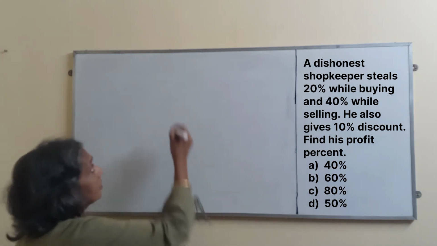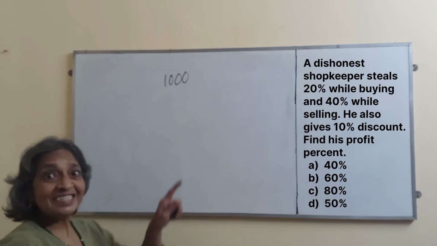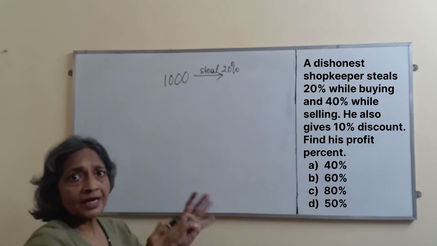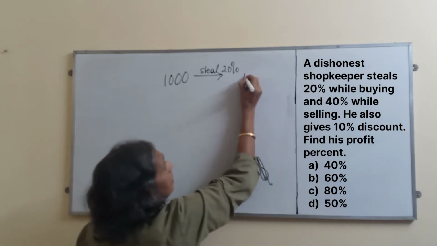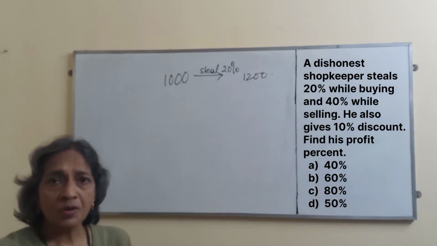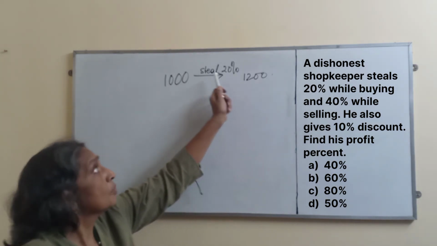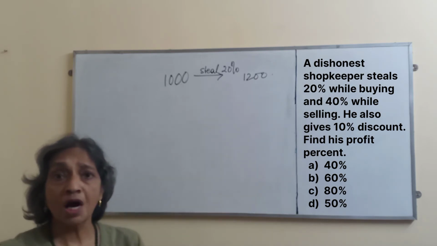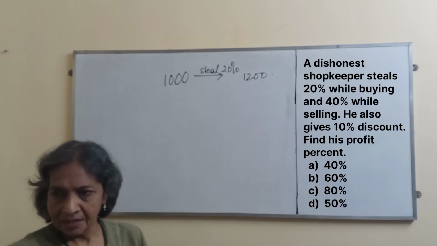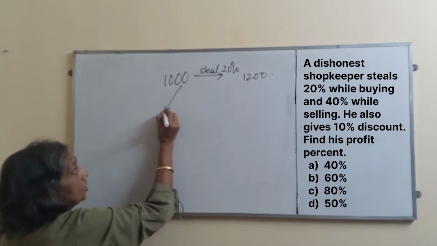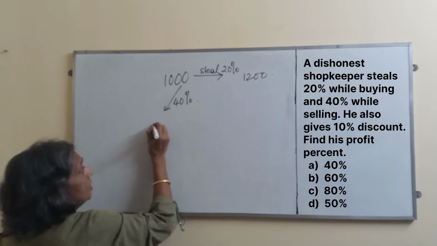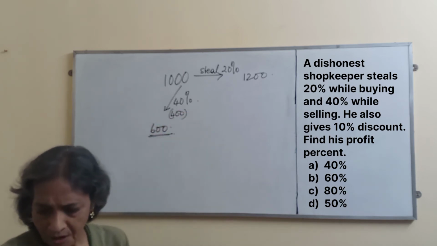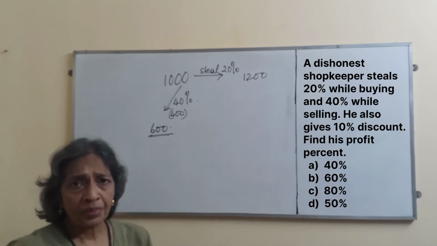So now let's see what he does. Now when he steals, he's going to steal 20%. That means he's going to take 20% more. So he'll buy so much. Okay? So he has got 1200, because while buying 1000 grams, he's stealing 20%, that means 200 more. Now he gives you 40% less. That means he's cheating you of 40%. That means 400 less. Alright? So this is what he's going to give you, or he's supposed to.